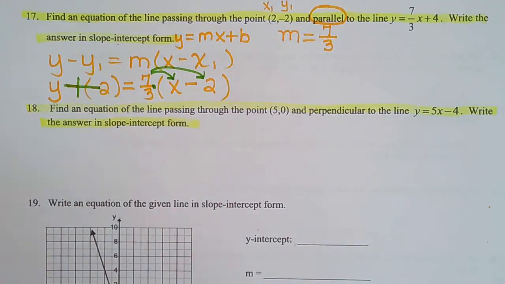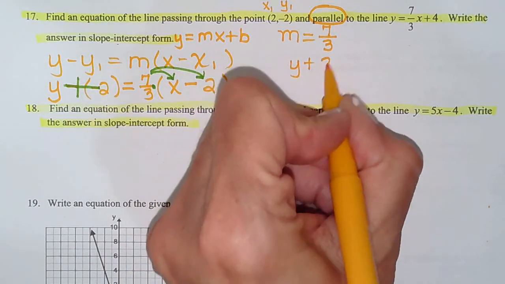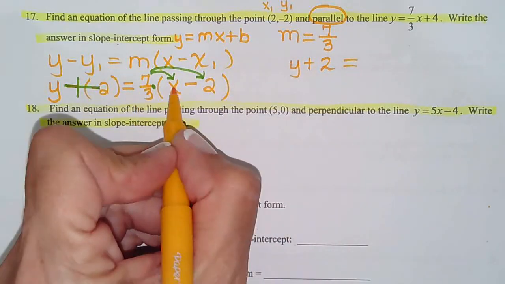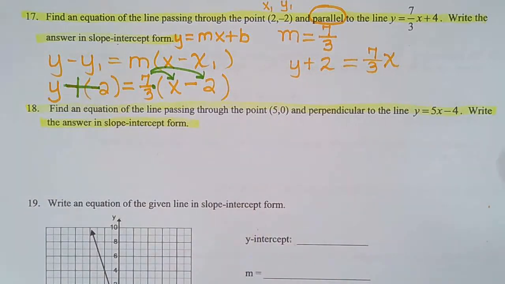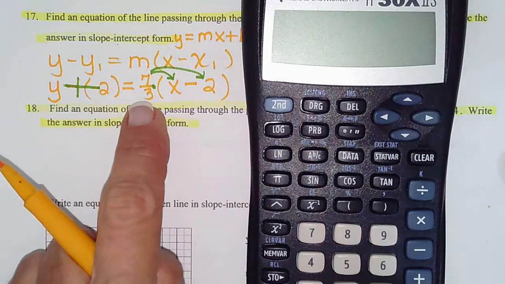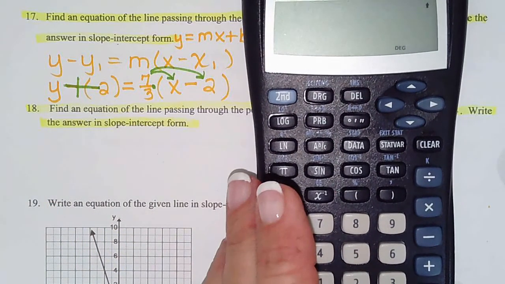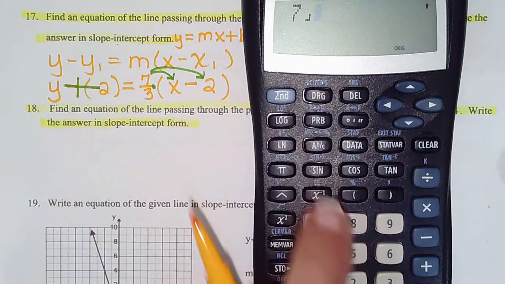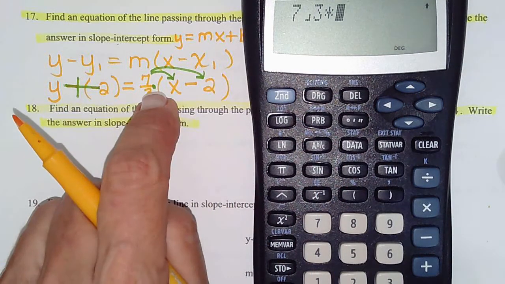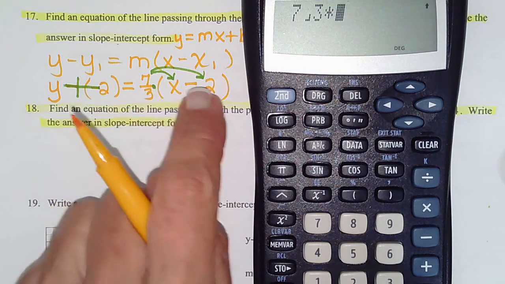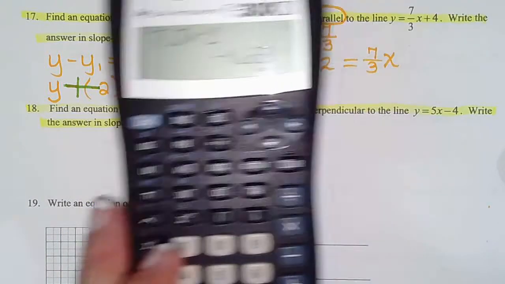So that leads me to y plus 2 equals 7/3 times x is 7/3 x. And we have 7/3 times -2. So let's go ahead and do that. So 7 fraction bar 3 times -2, and see why I always put that in, so you don't forget the multiplication symbol, -2. So -4 2/3.